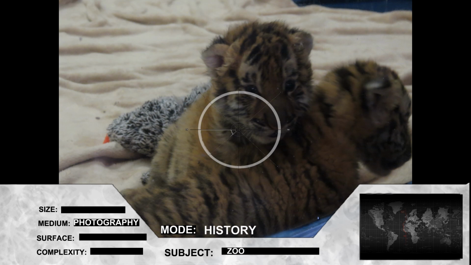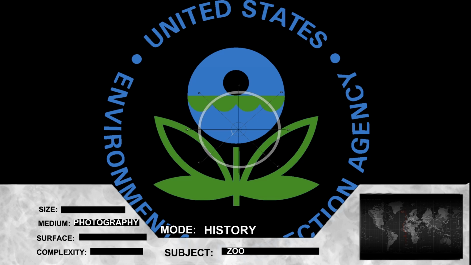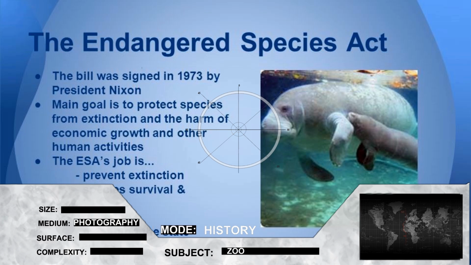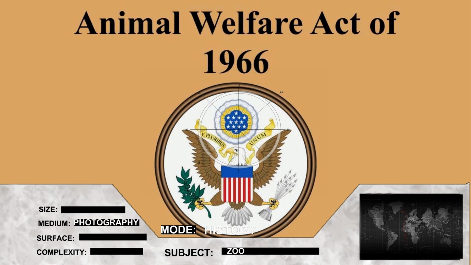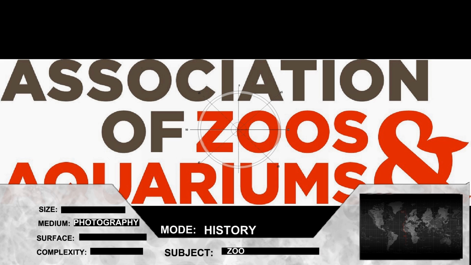In the United States, any public animal exhibit must be licensed and inspected by the Department of Agriculture, the Environmental Protection Agency, and the Occupational Safety and Health Administration. Depending on the animals they exhibit, the activities of zoos are regulated by laws including the Endangered Species Act, the Animal Welfare Act, the Migratory Bird Treaty Act of 1918 and others. Additionally, zoos in North America may choose to pursue accreditation by the Association of Zoos and Aquariums, AZA.